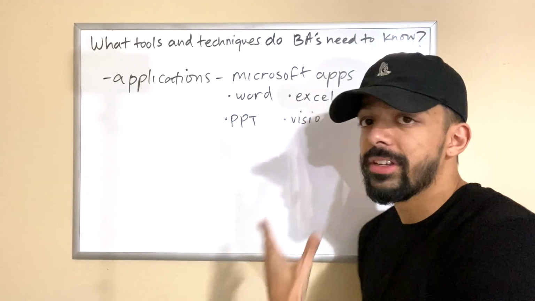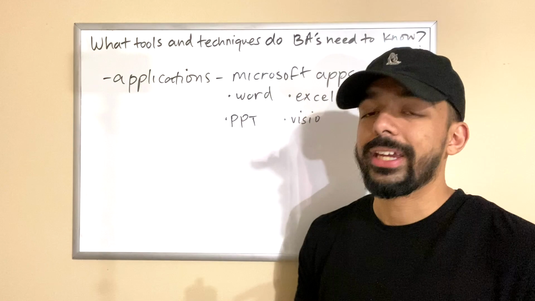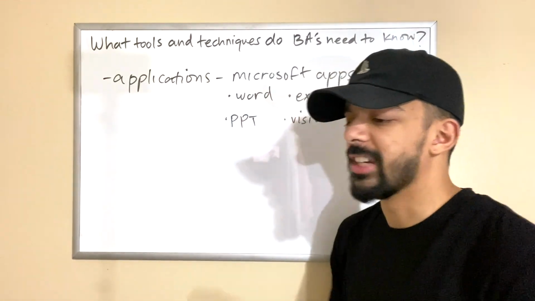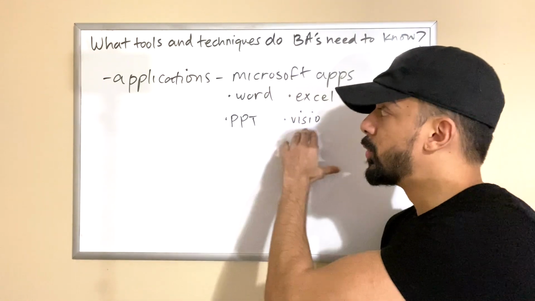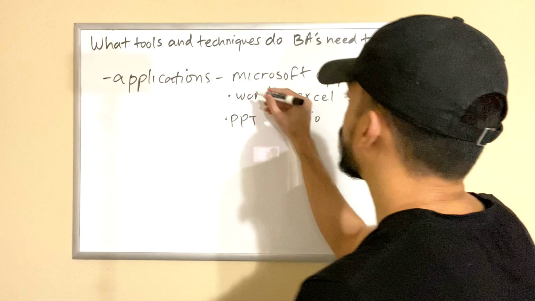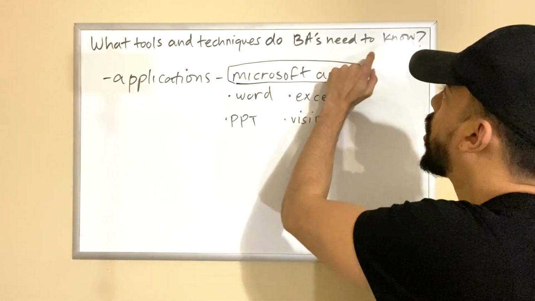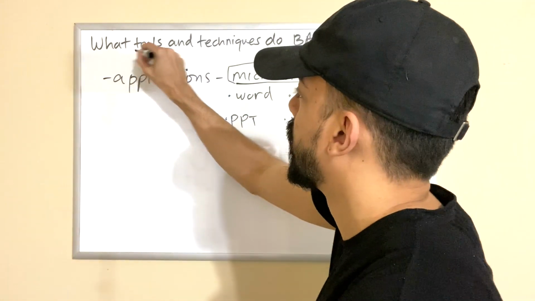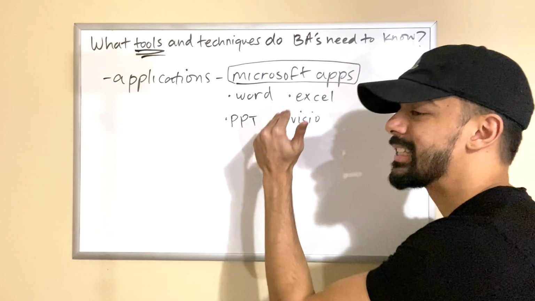And then finally, Visio, okay? There's a lot of analysis needed for making process flows, flow charts, explaining diagrams, explaining systems, and you use Visio for that. So I would say that the Microsoft applications are a crucial part of the tools that you need as a business analyst. So this is huge.